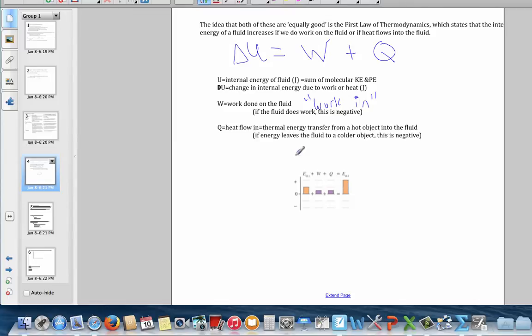This is representing the first law of thermodynamics. So the change in internal energy, I'm going to say this is U initial and this is U final. So delta U would just be final minus initial. And so what we're seeing here is we started off with some internal energy. We did some work on the fluid, so that increased the internal energy. And there was some heat flow into the fluid. And as a result of that, the total final internal energy of this fluid is equal to the initial energy plus the work that was done plus the heat that flowed in.